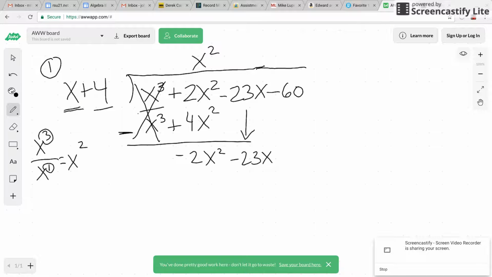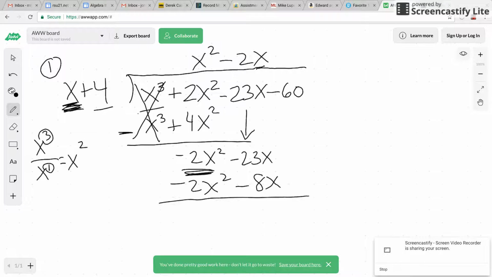And it really just starts over. How many times does x go into negative 2x squared? It goes in negative 2x times. Multiply that by both parts of the binomial. Negative 2x times x is negative 2x squared. Negative 2x times positive 4 is negative 8x, and subtract. These two will make 0. Negative 23 minus negative 8, so it's negative 23 plus 8, which I believe is negative 15.